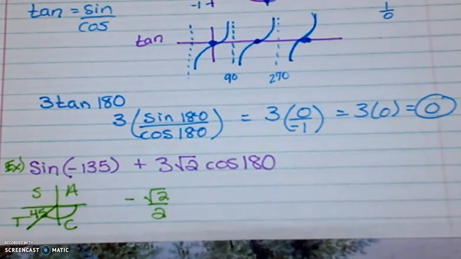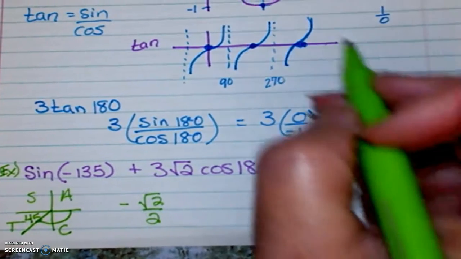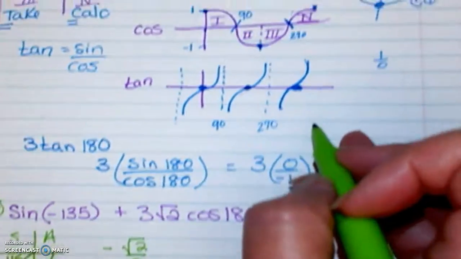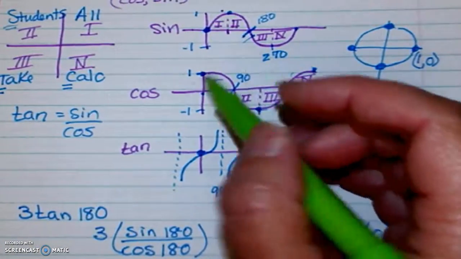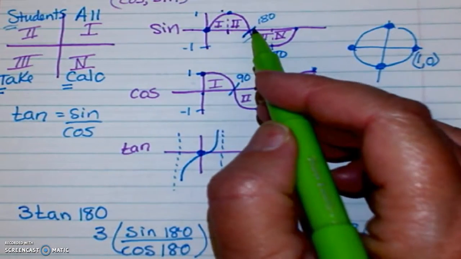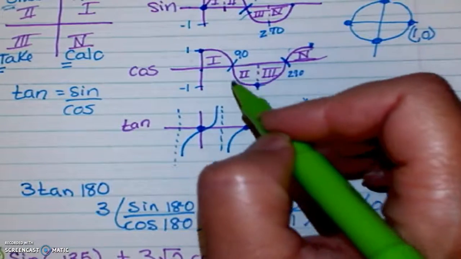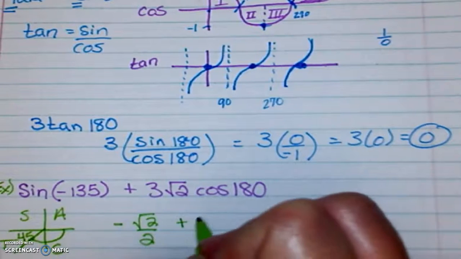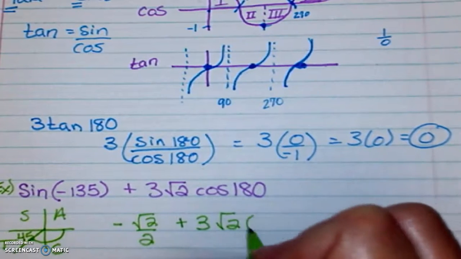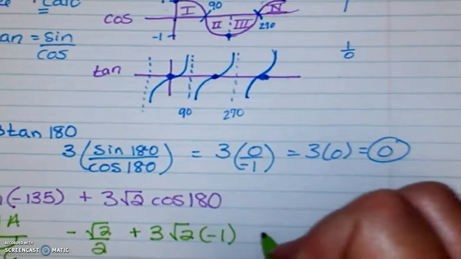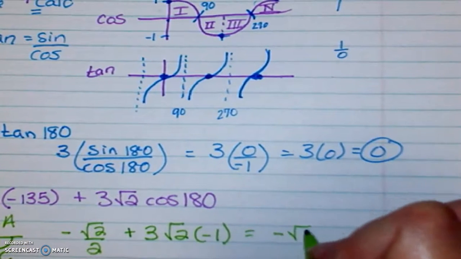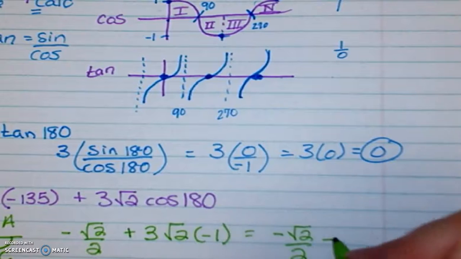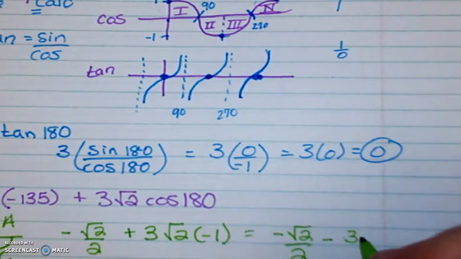And then I want to continue on with the next part, the cosine of 180 degrees. So I think about the sine of 180 over the cosine of 180. So the sine of 180 is 0 over the cosine of 180. Sorry, the cosine of 180 degrees is -1. So we're going to have plus 3 radical 2 times -1. So what that ends up with is negative radical 2 over 2 minus 3 radical 2.